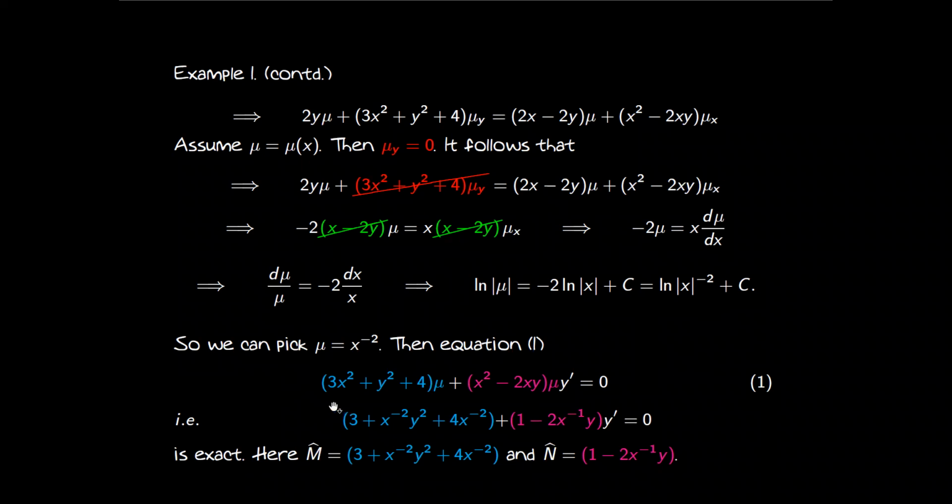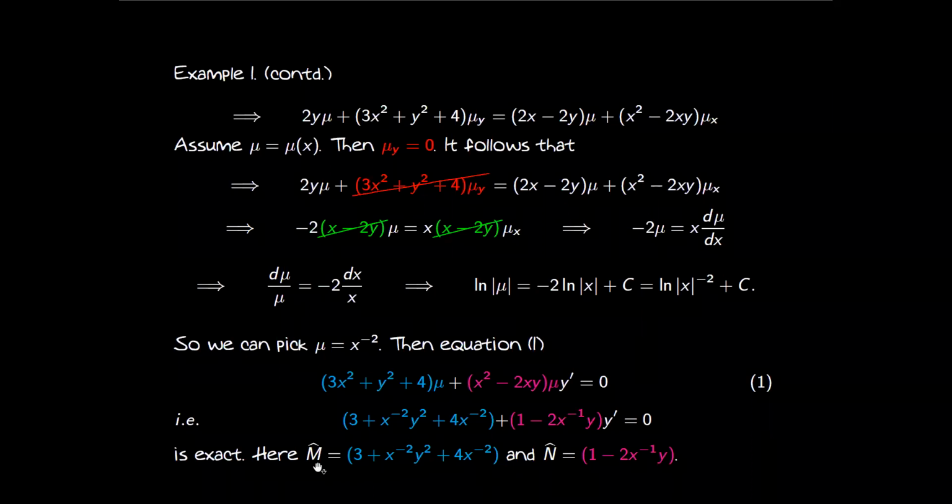And then we just copy equation 1, okay? This is the equivalent equation to the original one, right? And we said we want this one to be exact, right? So now you just plug the mu expression into the two coefficients. You carry out the coefficients, okay? You're going to see the M hat and the N hat.